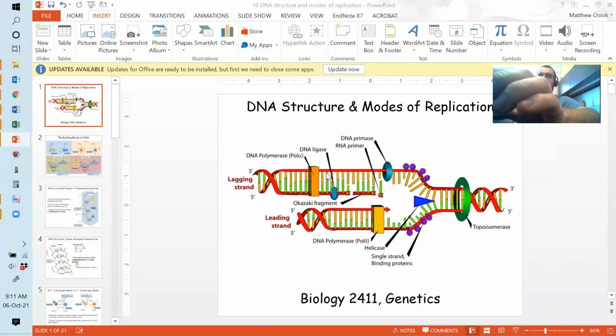And those small chunks are called Okazaki fragments, after the scientists that discovered them. And so again, I want to be really clear here. The actual synthesis of the DNA, both leading and lagging strands, takes the same amount of time. So the adding of the individual base pairs to create the daughter strand takes the same time.